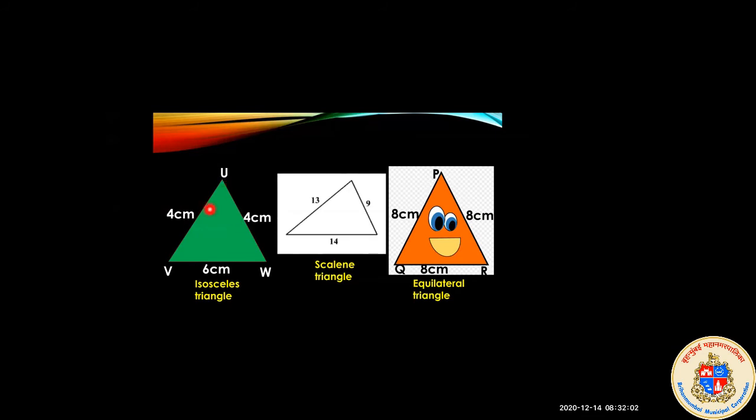So now can you tell me which triangle it is? Isosceles triangle. Why? Because here two sides are having the same measurement and the third side is having a different measurement. So this is an isosceles triangle.